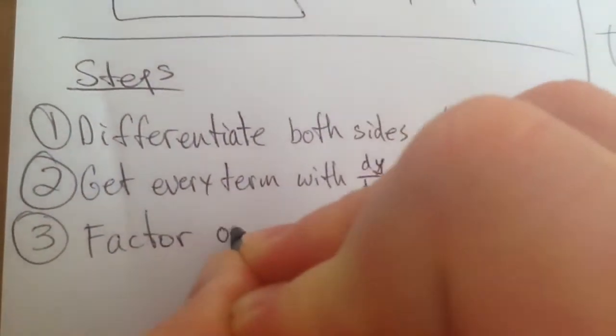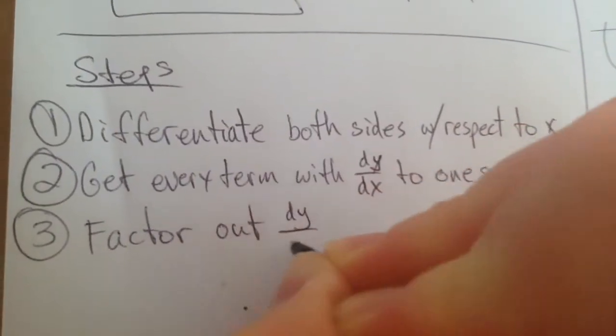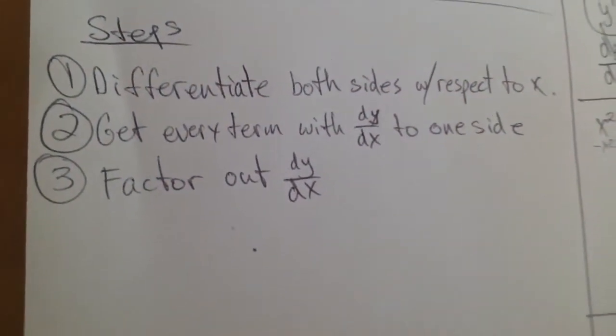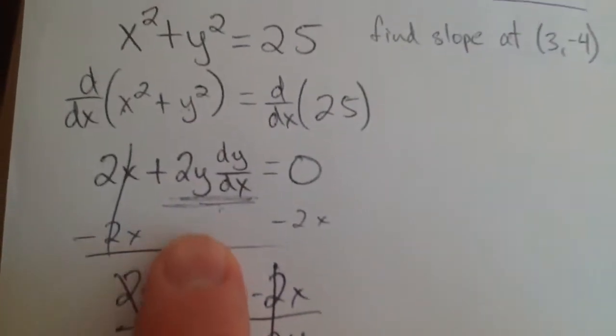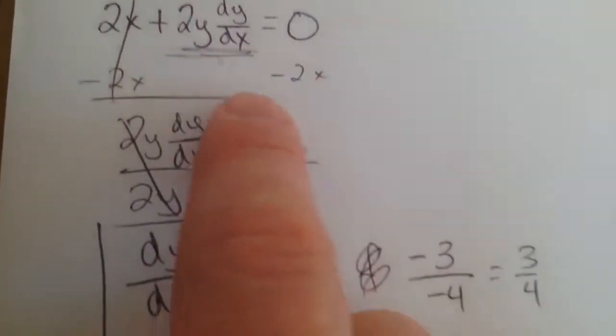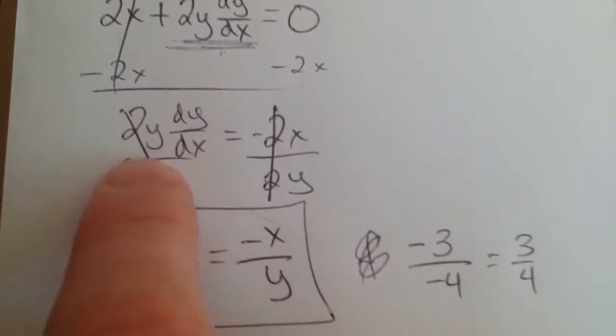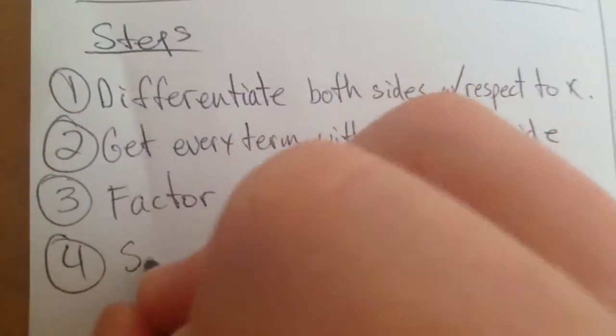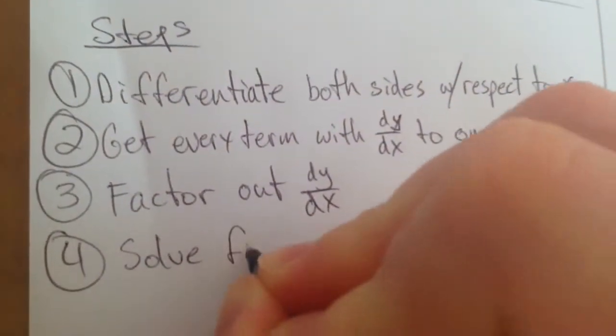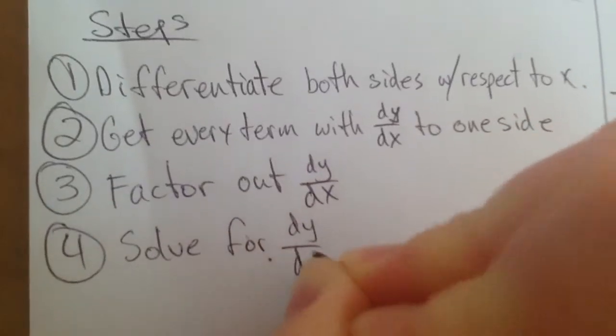Third step we didn't have to do in this problem, but sometimes you'll have to factor out dy dx. We didn't have to do that here because after we got it to the one side, there was only one term that had the dy dx, so we just had to do step 4, which is solve for dy dx.